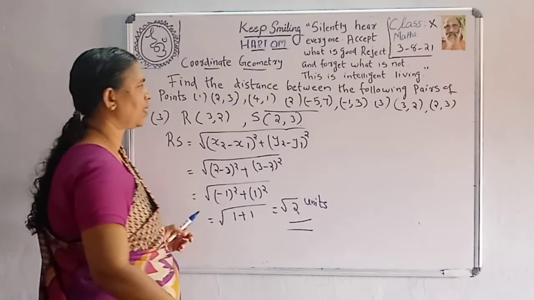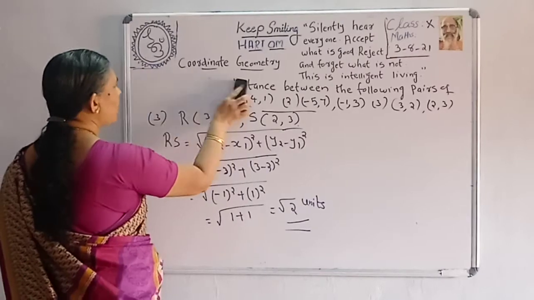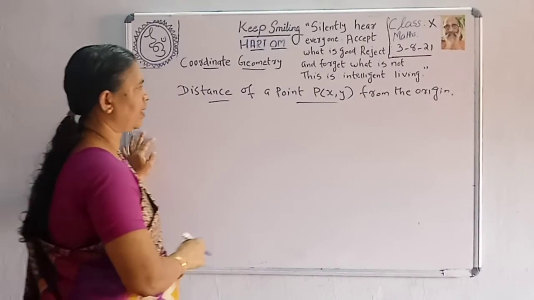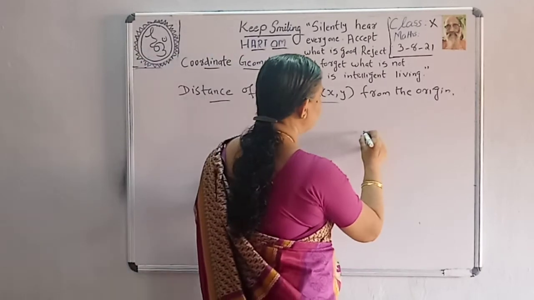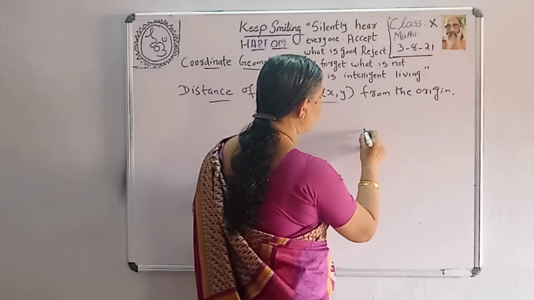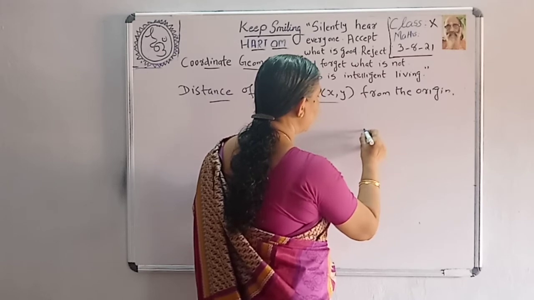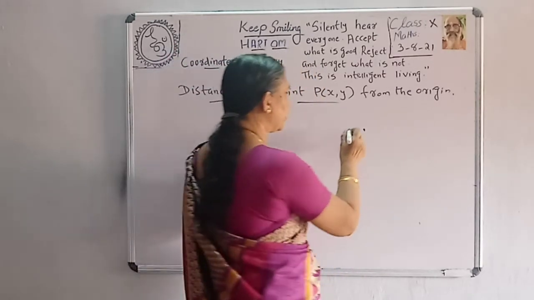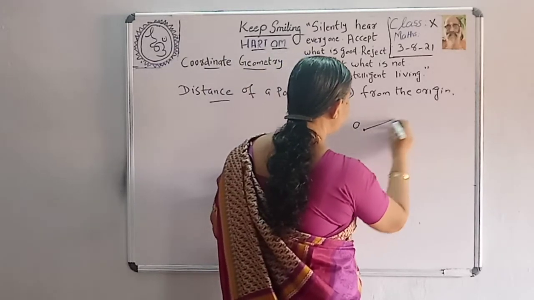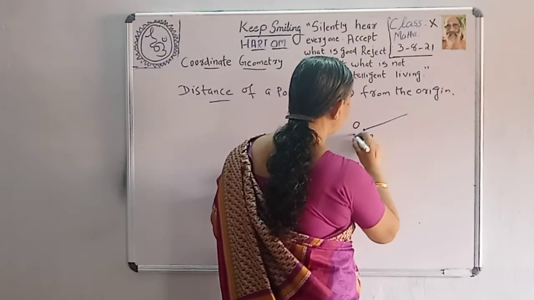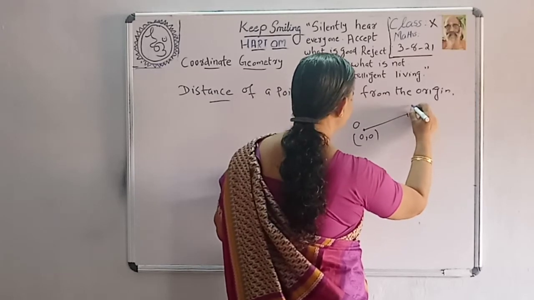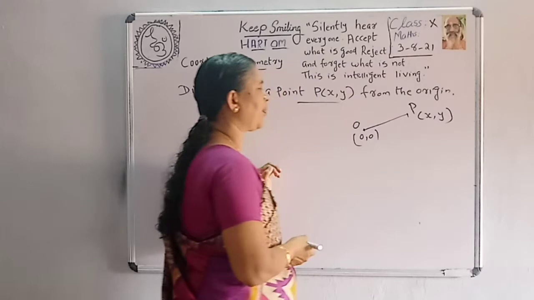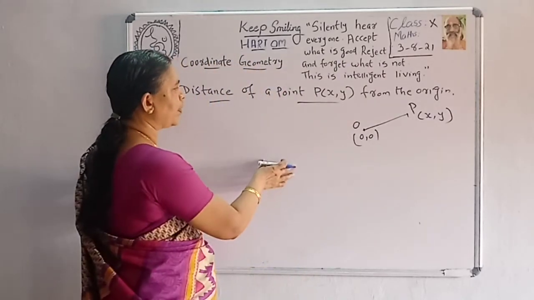Okay. Next, the distance of a point P(x, y) from the origin. Here, this is the origin. What are the coordinates of the origin? The coordinates of the origin are 0, 0. So this is 0, 0, and this point is P(x, y). What is the distance between the point P(x, y) and the origin?